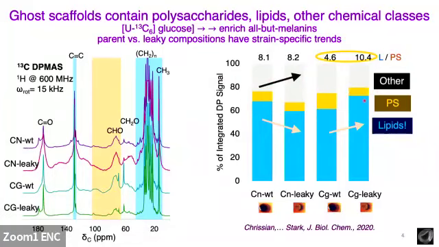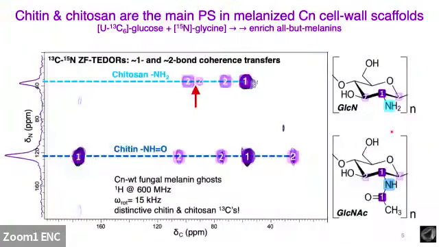And so what I want to focus on first are the polysaccharides, the so-called scaffold, and then I will come around and say something about the lipids. So the polysaccharides can be a lot of different things, but our interest was in the chitin and chitosan because in the leaky melanins, those are the guys that are being knocked down. And so what we did to focus on them was to do Z-filtered TEDOR experiments.